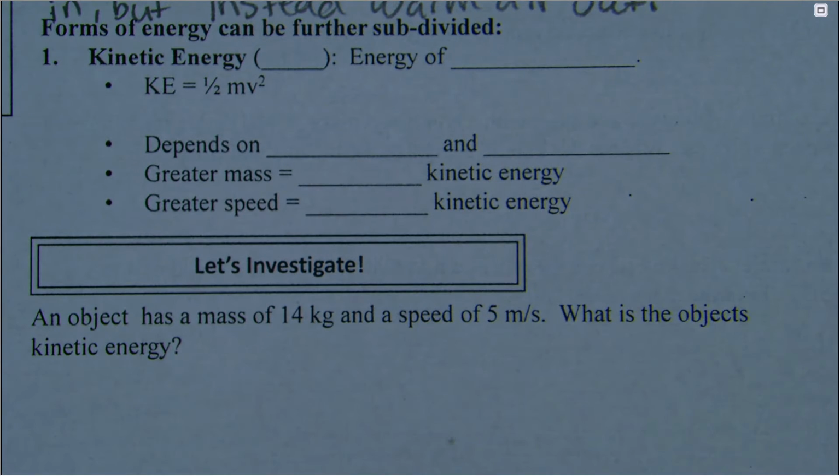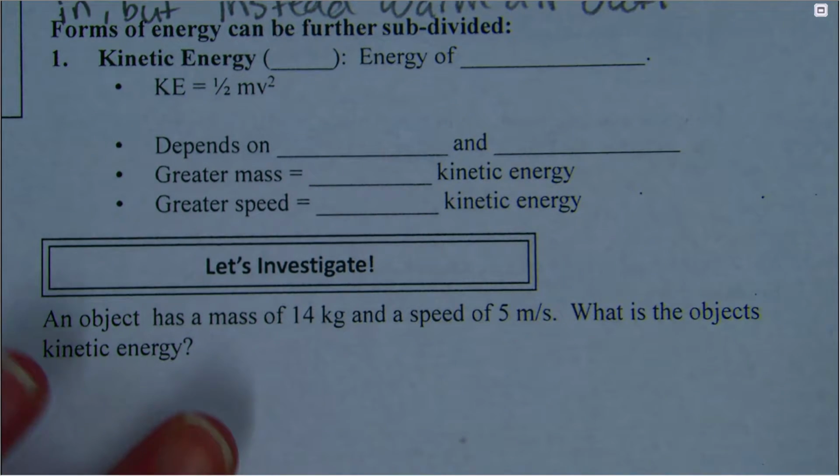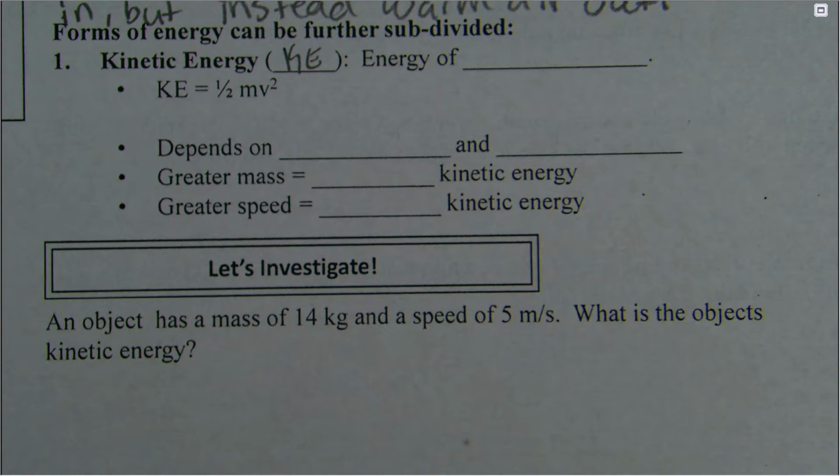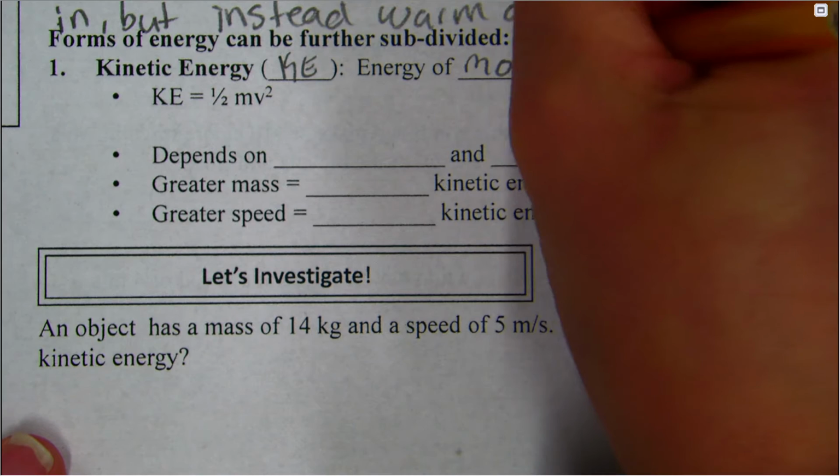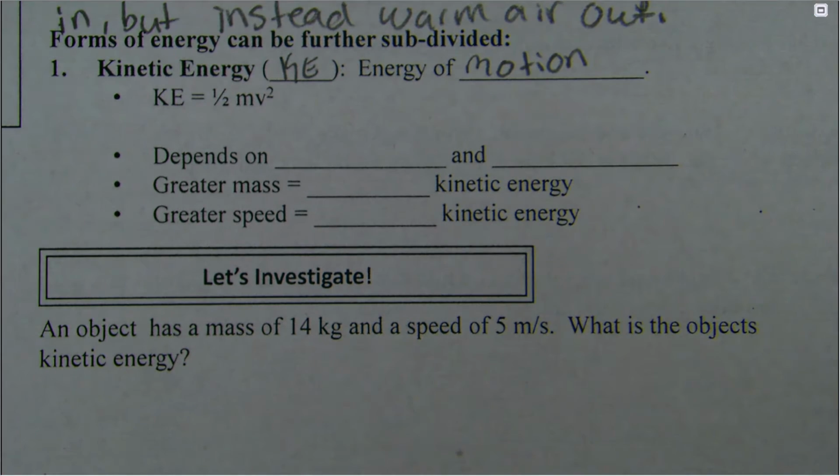So let's continue our investigation of energy, and let's look at kinetic energy. We're going to use a capital K, capital E to abbreviate that. This is the energy of motion. So when something's moving, we say it has kinetic energy.